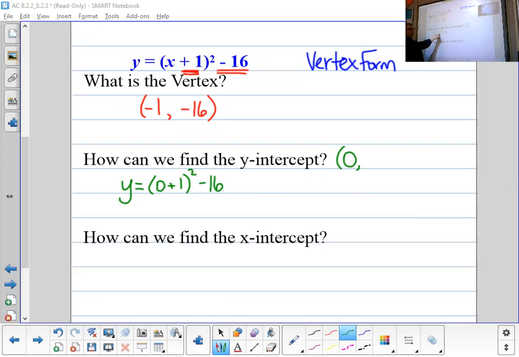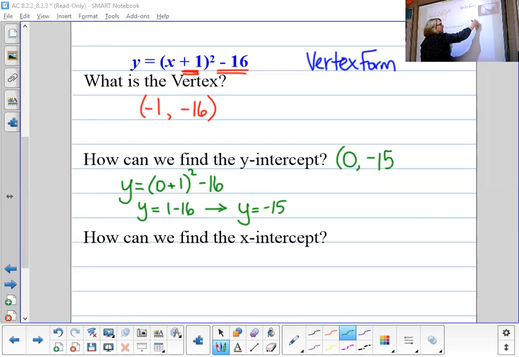1. And what do I get when I do 1 squared? I get 1. And then what is 1 minus 16? -15. So my y-intercept is the point 0, -15. Does my y-intercept show up anywhere in this equation? No, it doesn't. But I can find it by plugging 0 in for x.